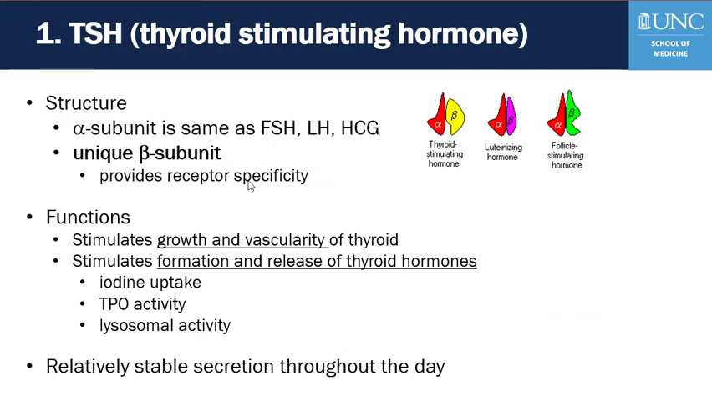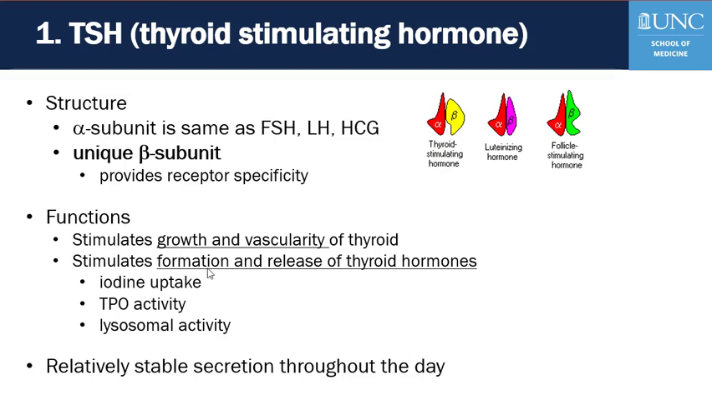So let's start with TSH, and TSH is a protein or a peptide with a structure similar to FSH, LH, and beta-HCG, a placental hormone, at least in terms of its alpha subunit. And that's what's shown here in red. So TSH does have a unique beta subunit, as do each of the other hormones mentioned, and that's what provides the receptor specificity.